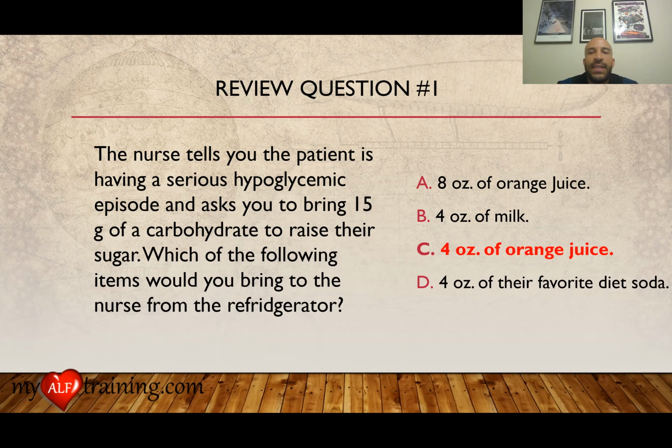Correct answer is C, 4 ounces of orange juice, not 8 ounces. If you remembered 8 ounces or you selected A, you were thinking of 8 ounces of milk. 8 ounces of milk, 4 ounces of orange juice, or 4 ounces of their favorite soda, but not the diet version. We bring them the regular version.